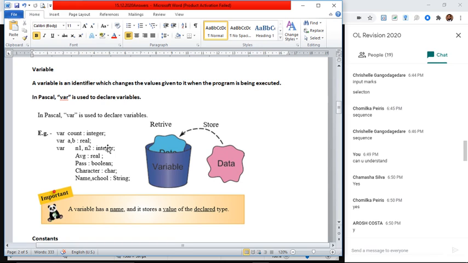It is a memory location in the RAM that can be changed, variable, varying. When the program is going on, the variable value is changing. The c we took, c equal 1 to 10, the value of c has changed every time: 1, 2, 3, 4. So variable, it is a memory location that we can access with the identifier.